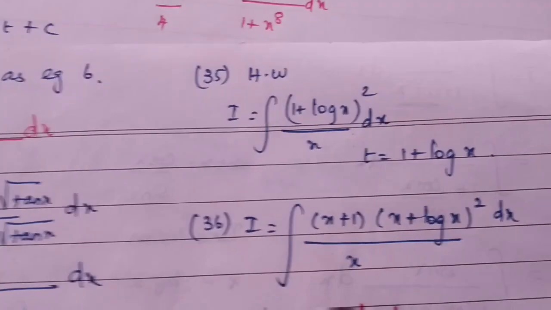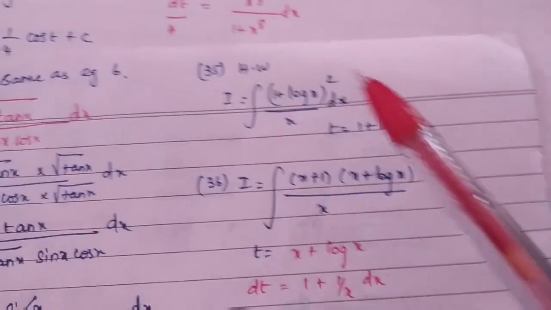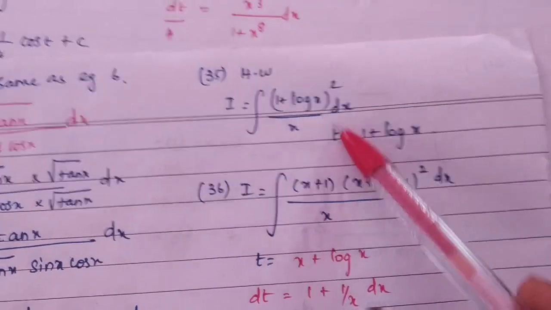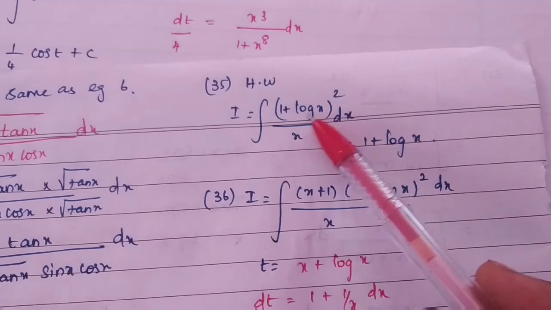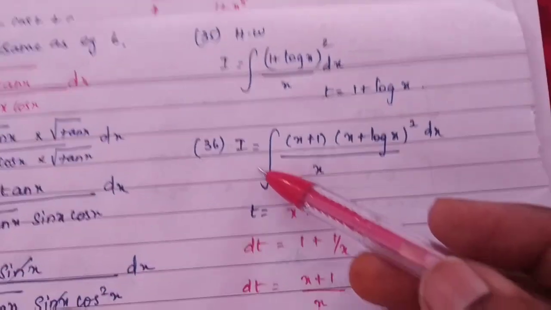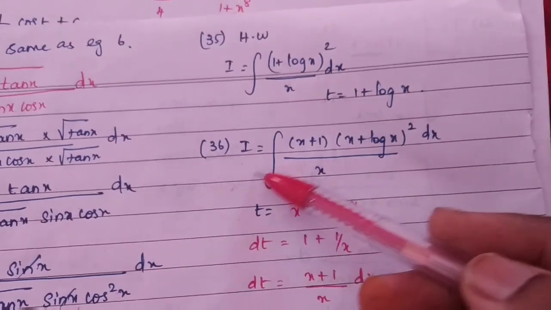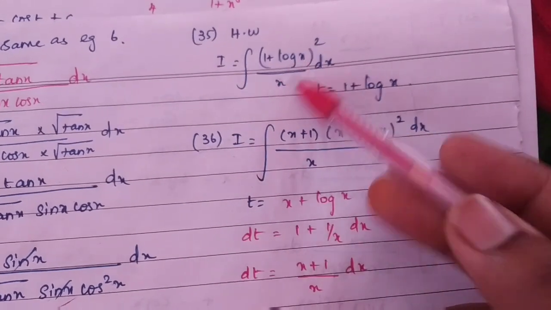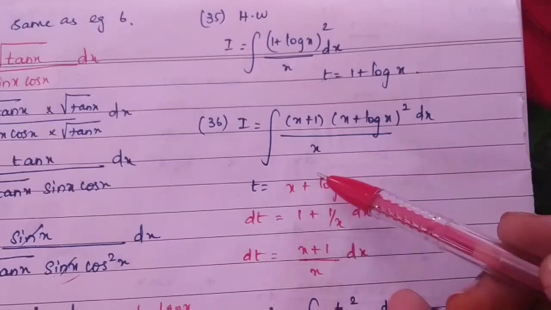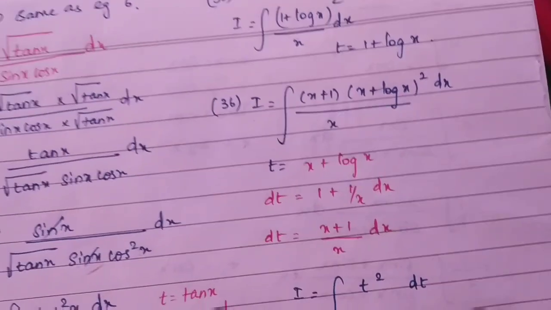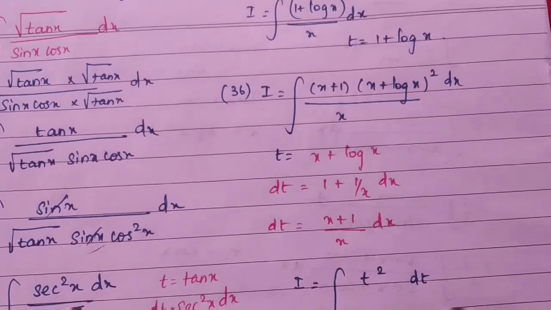The next question, the 35th question, is a homework sum. Integral of log 1 plus log x, the whole square, divided by x into dx. In this, take t to be 1 plus log x, so that 1 by x into dx will be dt. Now here also it is the same way, but there is a small change. Here you will be taking x plus log x to be t. Integral of x plus 1 into x plus log x, the whole square, divided by x into dx.